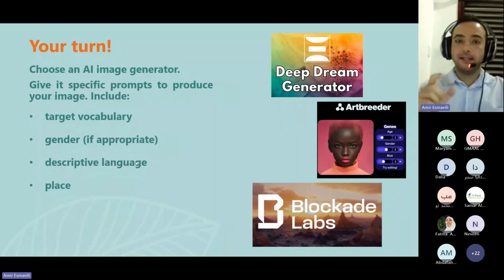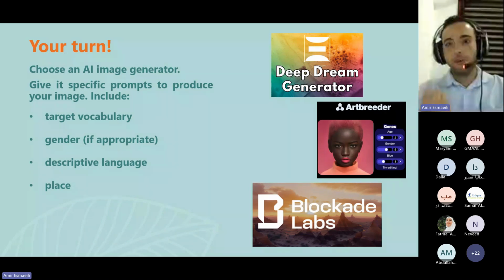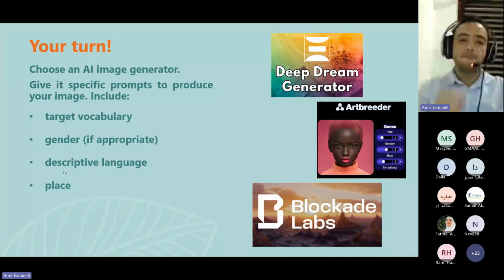As Hassan correctly spotted, sometimes it misses some points. For example, I had also asked for some flying kites, but it failed to generate that. So try it with another tool, or you can use different prompts, and you can also include place. For example, in a house, in a village, in a school, or anything else.